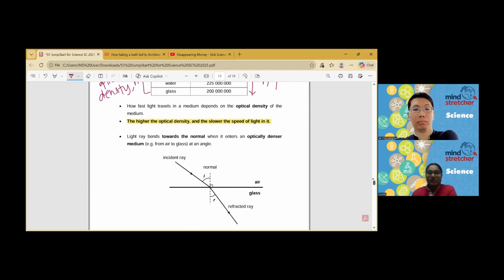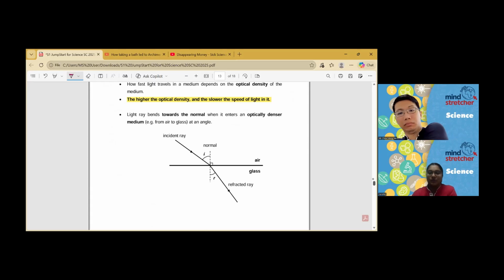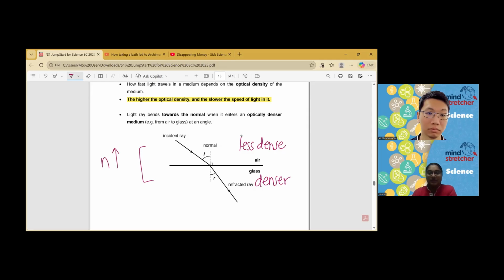When light passes from air to glass, air is less dense. That means the optical density is lower than glass, which is denser. So in this case, the optical density is increasing from air to glass. If optical density increases, it's a forest with a lot of trees. Am I going to go slower or faster? What do you think? Slower or faster?